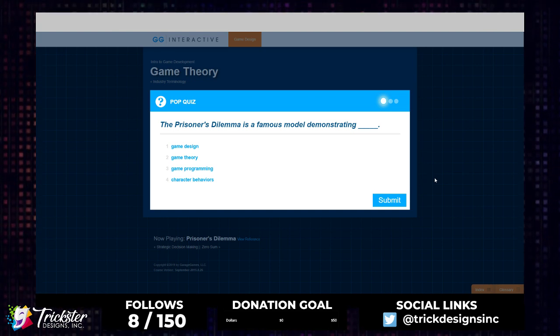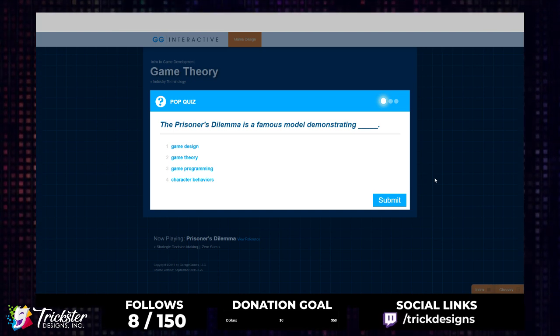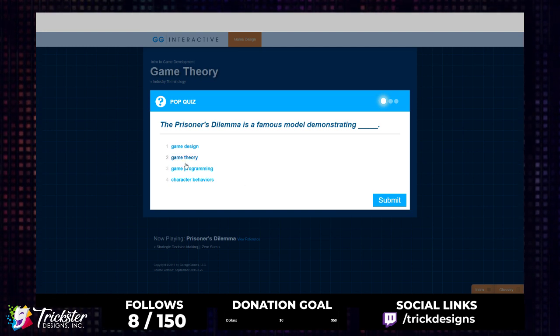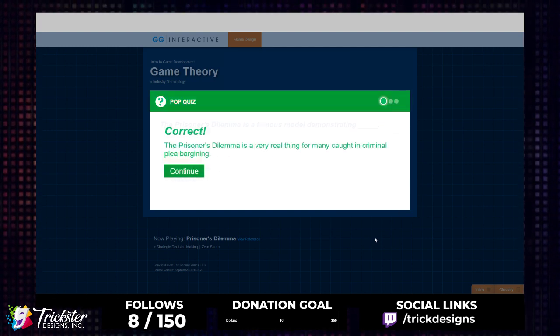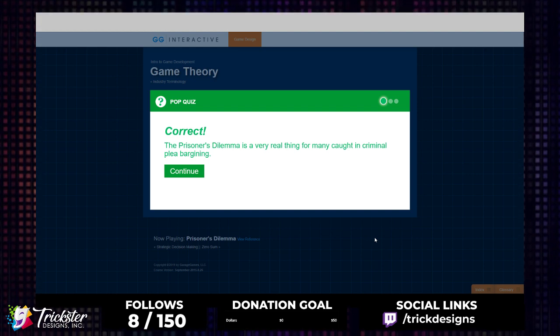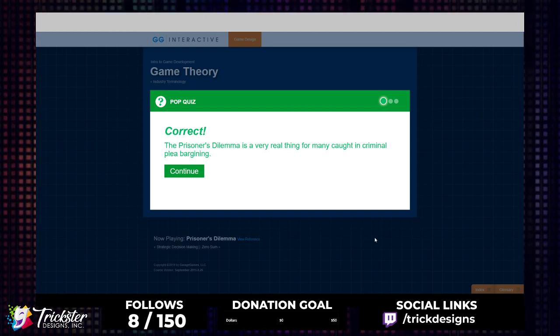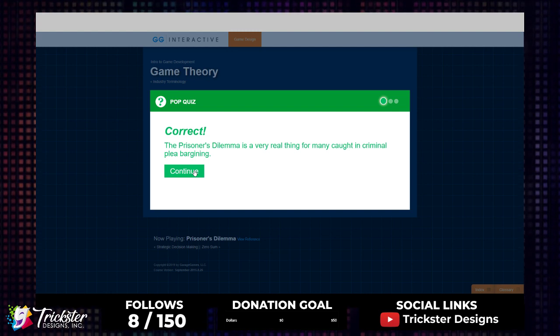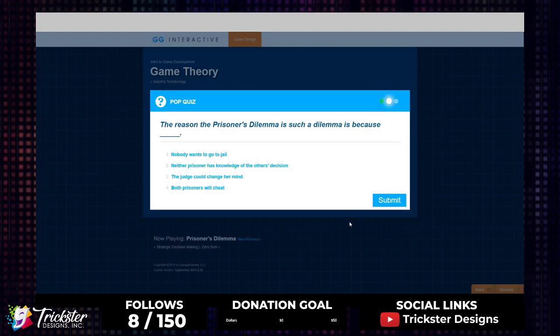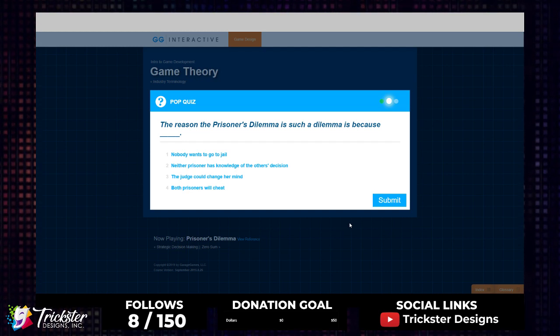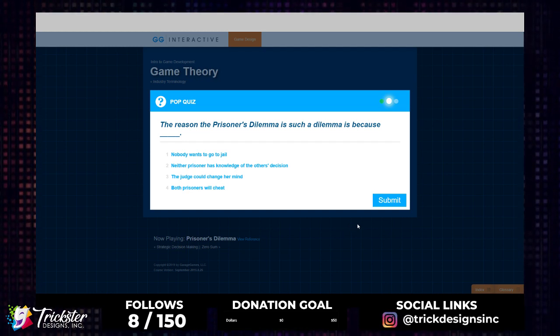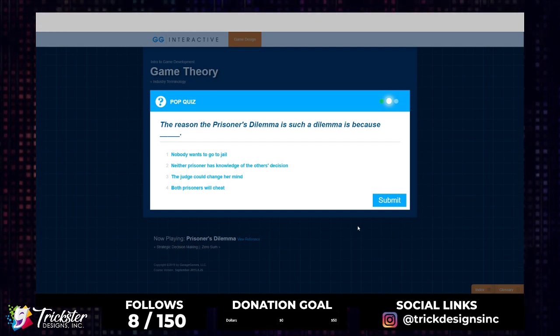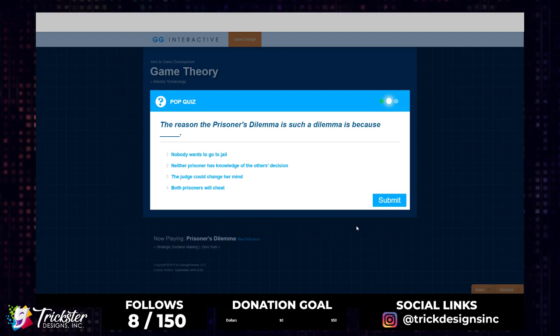It's not just game theory, though, although you are kind of gaming the system. It's a real thing for many caught in criminal plea bargainings. Yes. Oh my goodness. That's a terrible, terrible situation to be in. Especially since the other person could potentially lie. Lie like the dogs that they are.